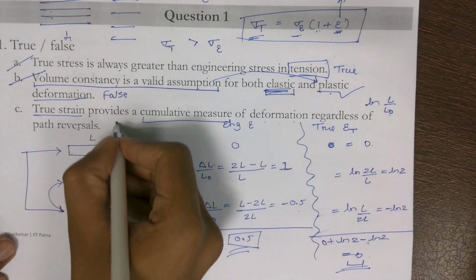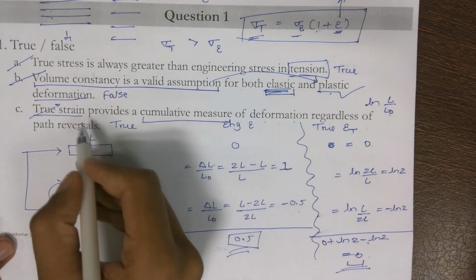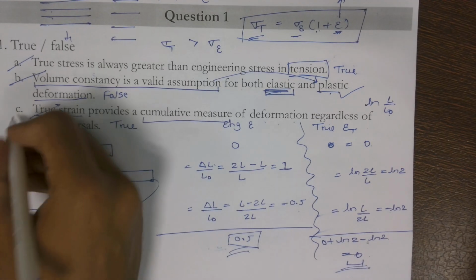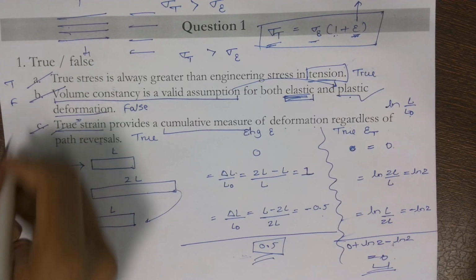Okay, so this is true. If instead of true strain I write engineering strain, then the answer will become false, right? So the final answer is true, false, and true.